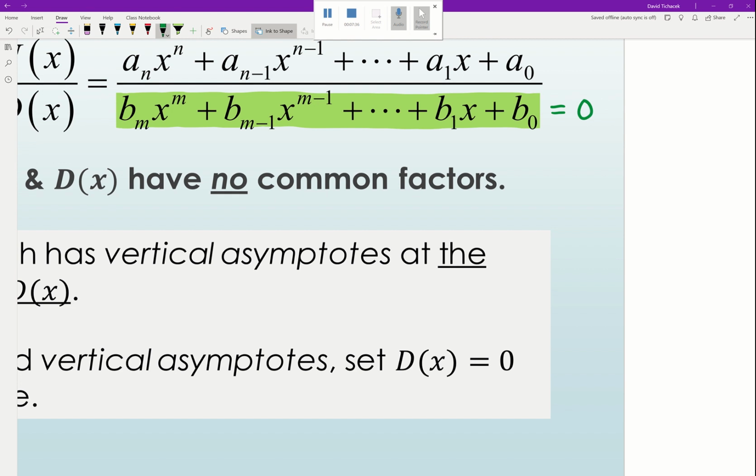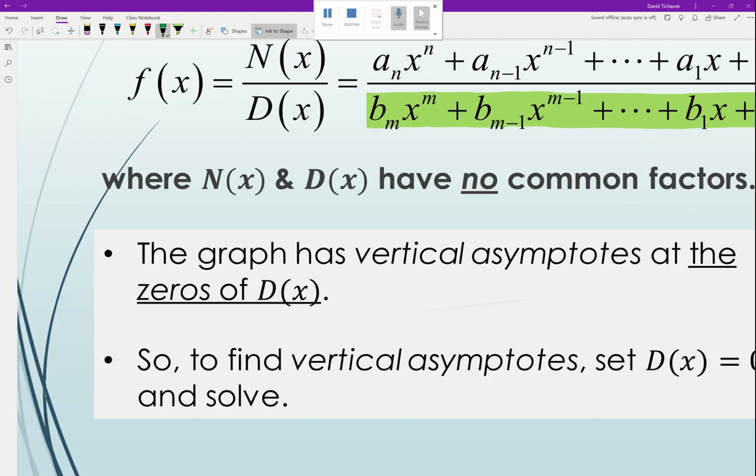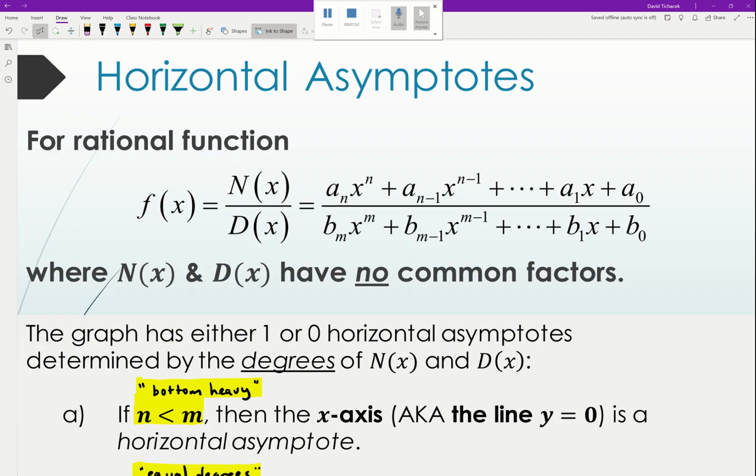Those are going to be the places where my graph will get very, very close, but it'll never touch it or cross it. If we did touch it or cross it, then we would be equaling 0 at those boundary lines, and we can never do that with our denominator. And then it says, find the vertical asymptotes. You simply just, again, set the denominator equal to 0 and you solve.